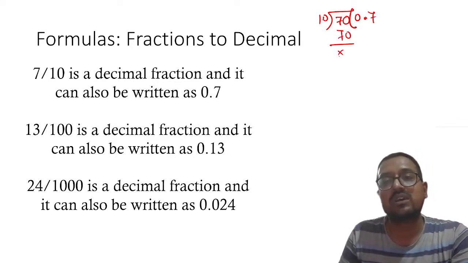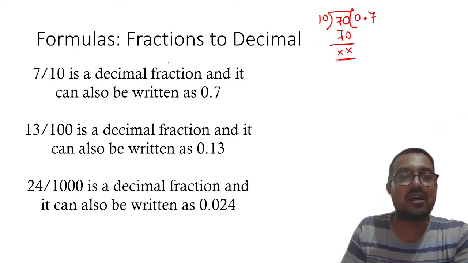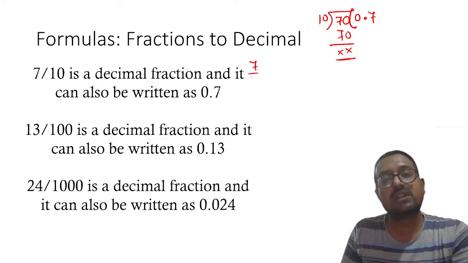So this will go out and the remainder will be 0. Understood? So this is giving me 7 upon 10. 7 upon 10 is equal to 0.7.